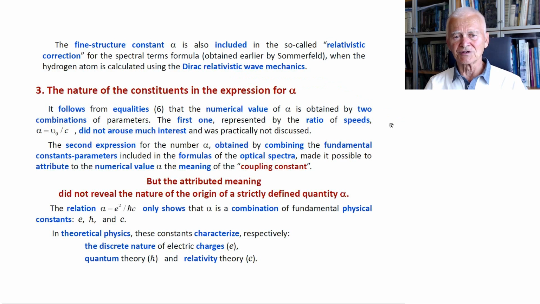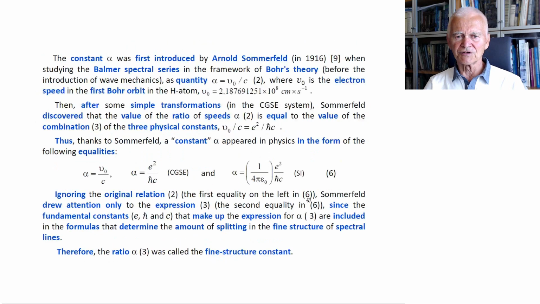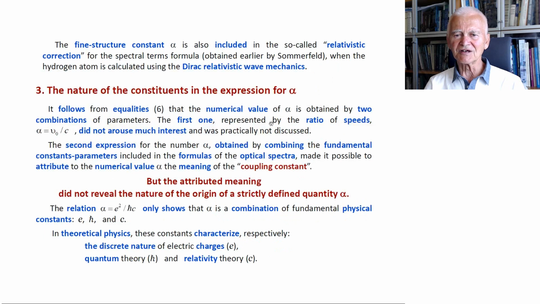The nature of constituents in the expression for alpha. It follows from these equalities that the numerical value of alpha is obtained by two combinations of parameters. The first one, represented by the ratio of speeds, did not arouse much interest and was practically not discussed. The second expression for the number alpha, obtained by combining the fundamental constant parameters included in the formulas of optical spectra, made it possible to attribute to the numerical value alpha the meaning of the coupling constant. But the attributed meaning did not reveal the nature of the origin of the strictly defined quantity alpha.